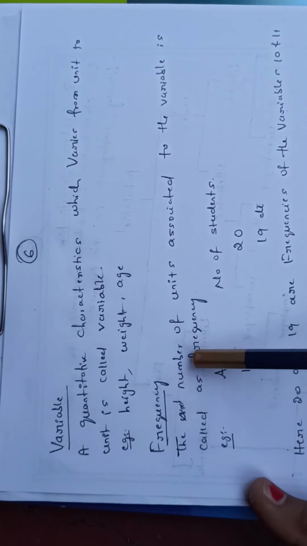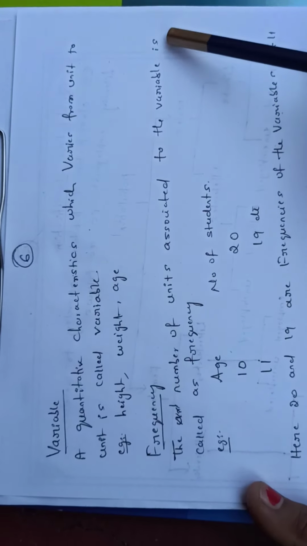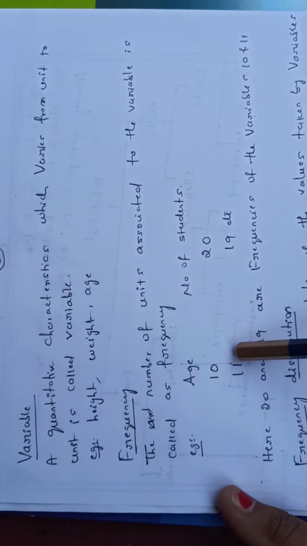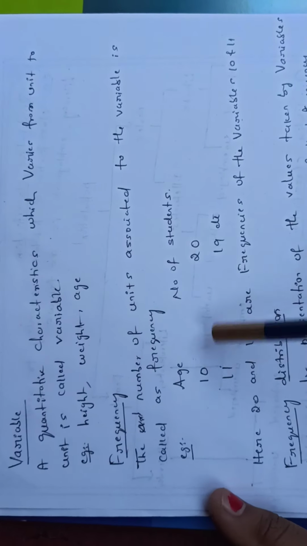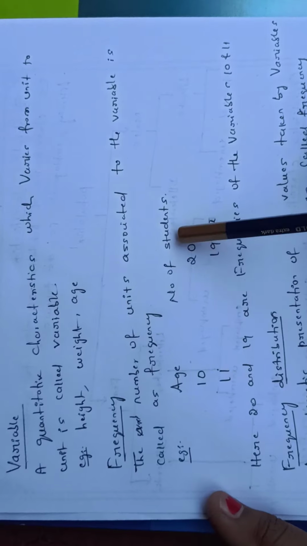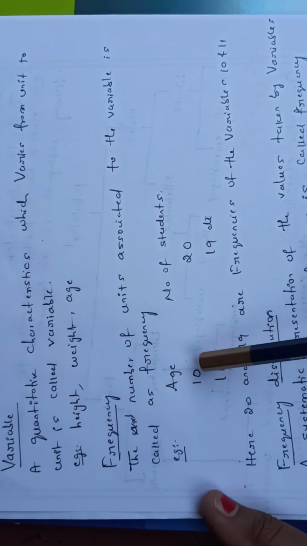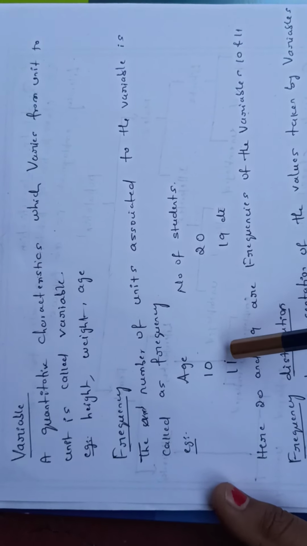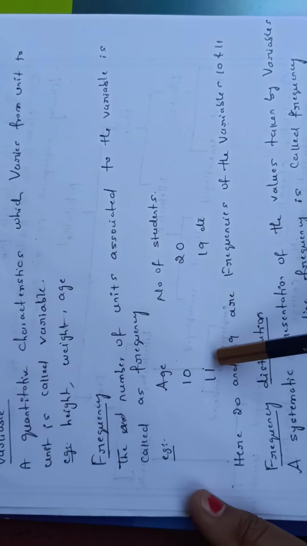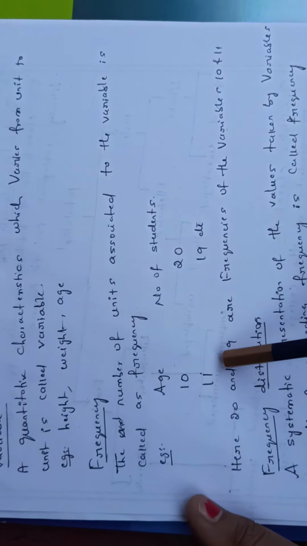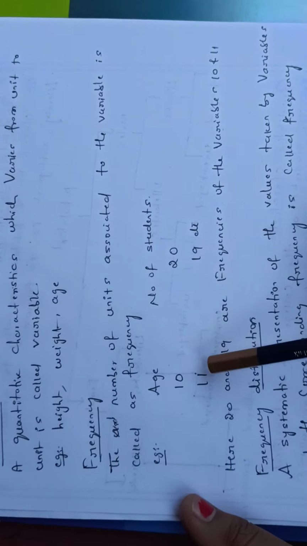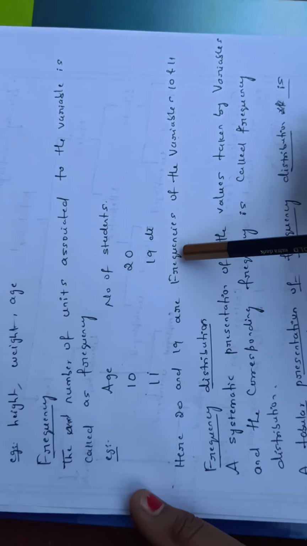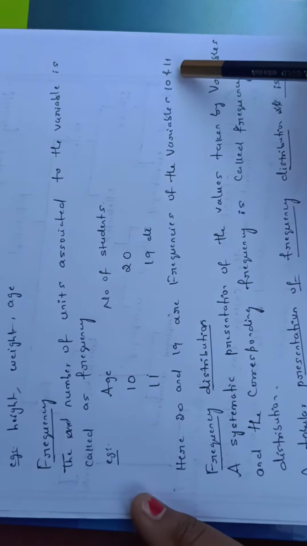The definition is that the number of units associated with the variable is called frequency. So here you can see age. This is a variable, and the number associated with this variable is the number of students. So 20 students have age 10, and 19 students have age 11. It means age is the variable quantity and this is the frequency associated with the variable. So here 20 and 19 are the frequencies of the variable values 10 and 11.